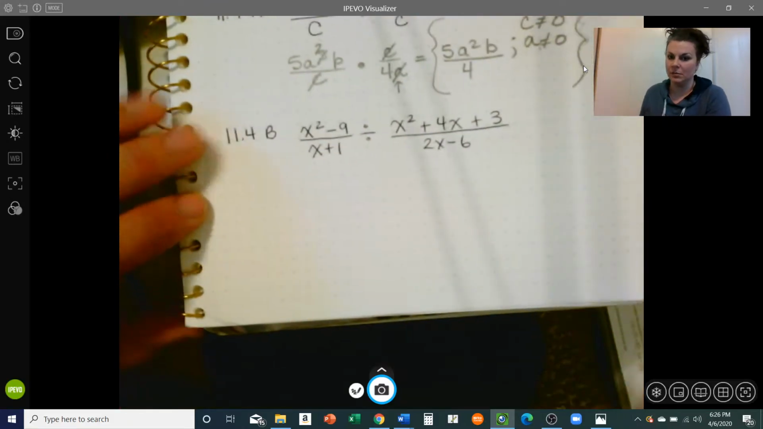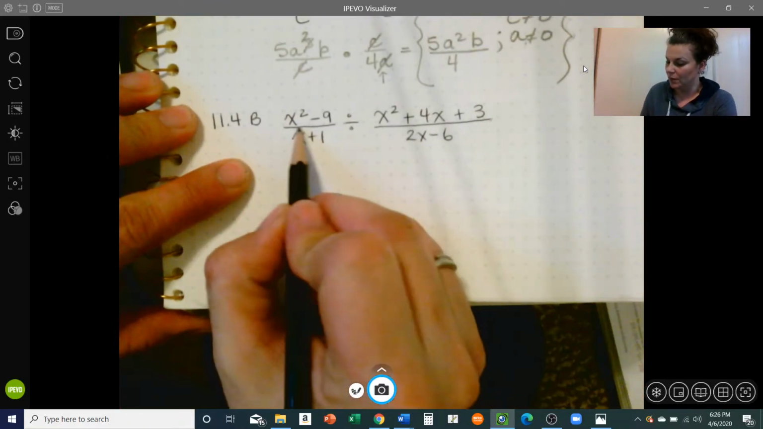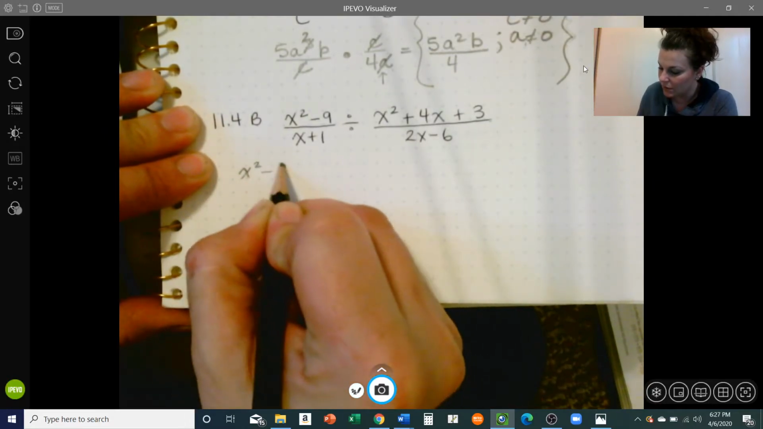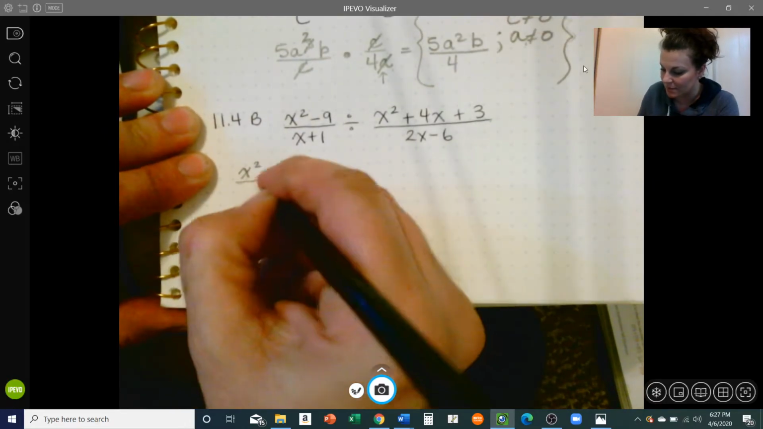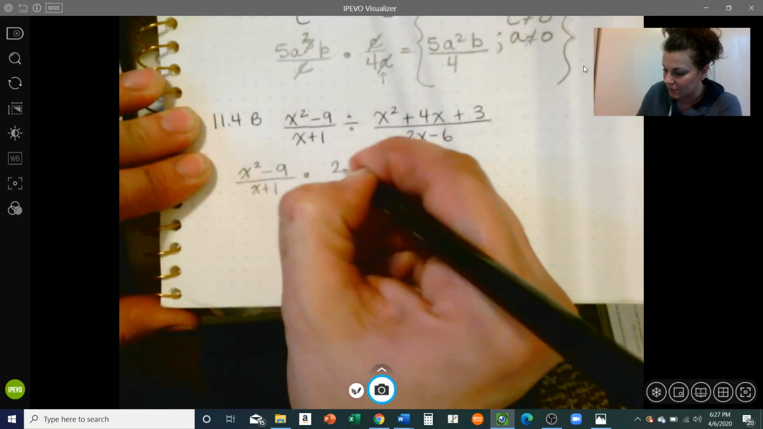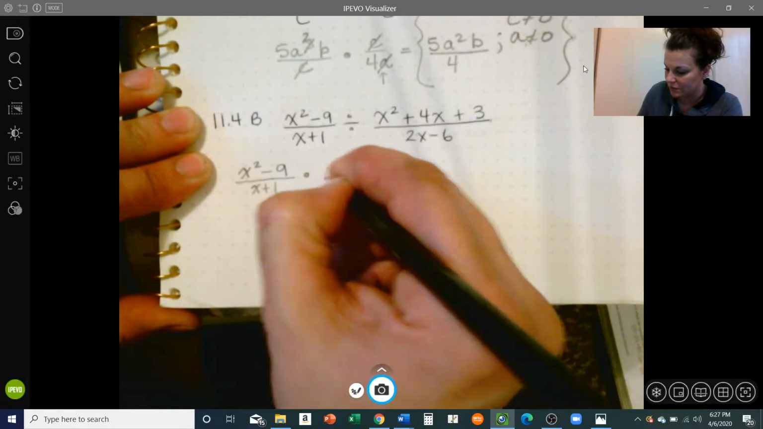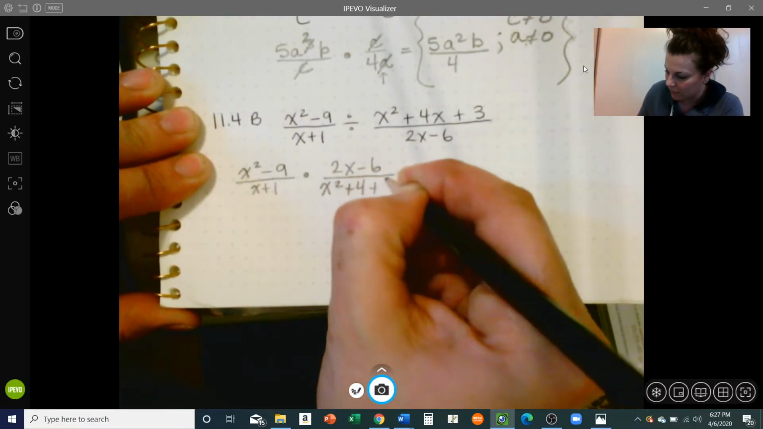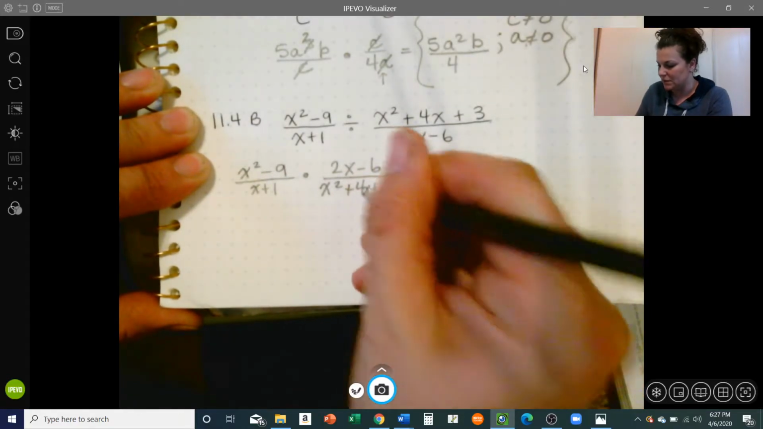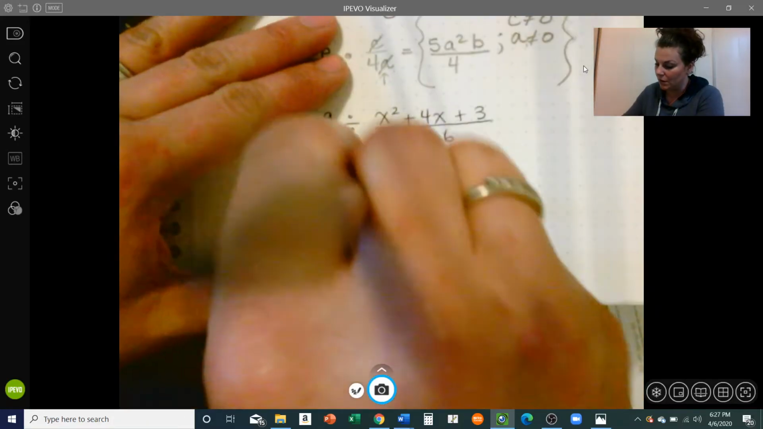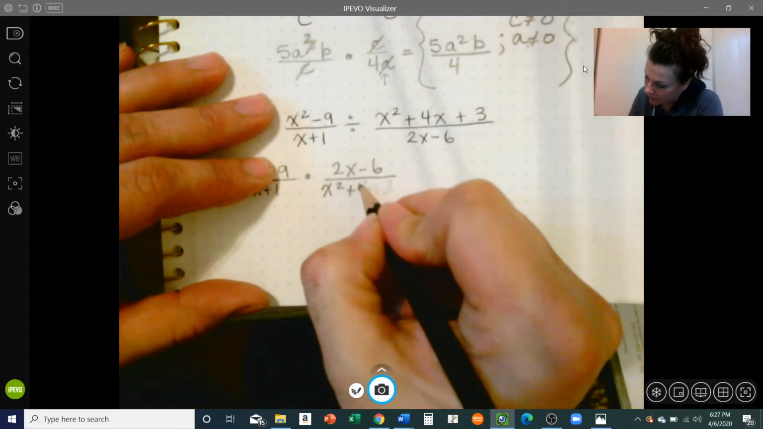Okay, this one gets a little bit more complicated. So I'm going to rewrite it. And some of you may be able to skip some of these steps after you get going. But right now I'm just going to go simply, and I'm going to just flip that second one and rewrite it. It saves me from making mistakes. If I try not to do too many things at once, I'm going to make fewer mistakes. Let me rewrite that.